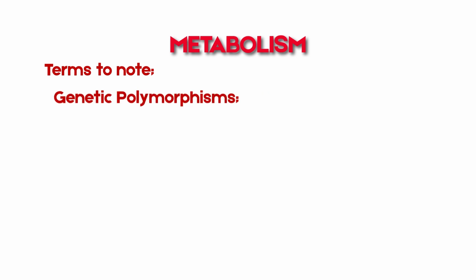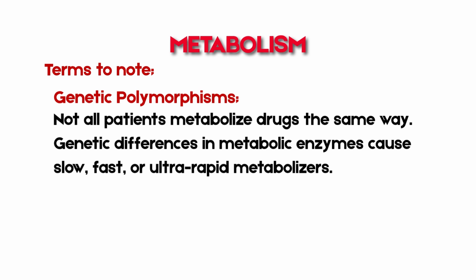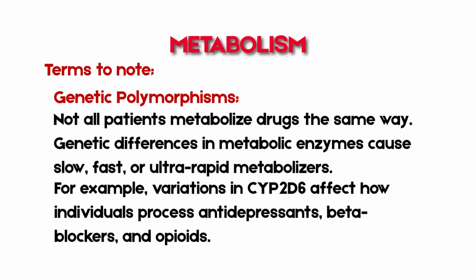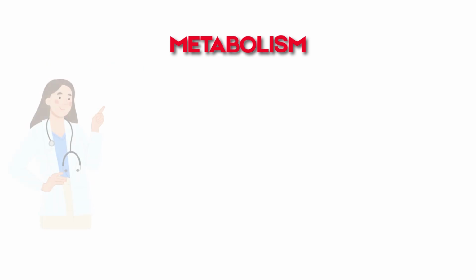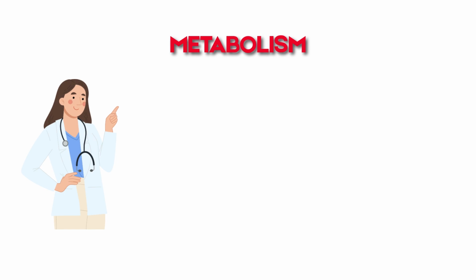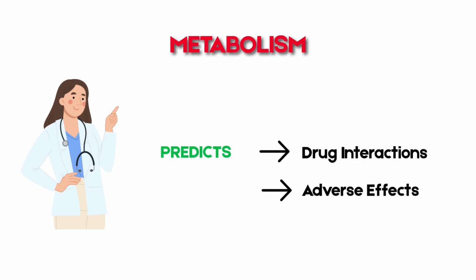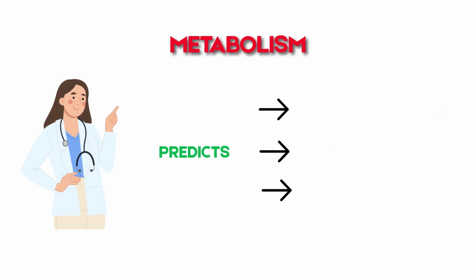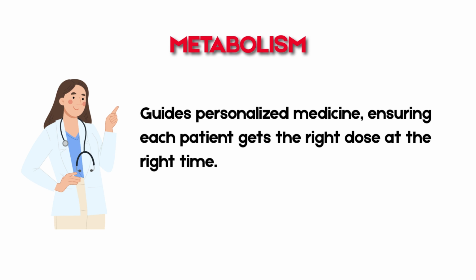Genetic polymorphisms. Not all patients metabolize drugs the same way. Genetic differences in metabolic enzymes cause slow, fast, or ultra-rapid metabolizers. For example, variations in CYP2D6 affect how individuals process antidepressants, beta blockers, and opioids. Clinically, understanding metabolism helps predict drug interactions, adverse effects, and patient variability. It also guides personalized medicine, ensuring each patient gets the right dose at the right time.